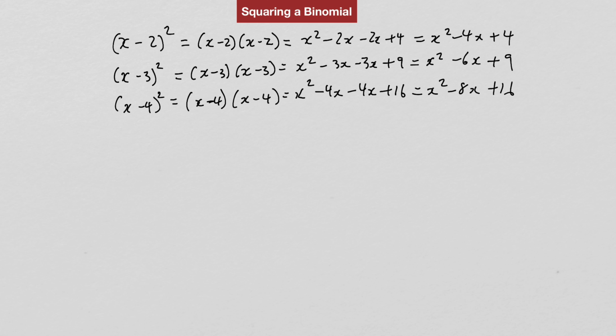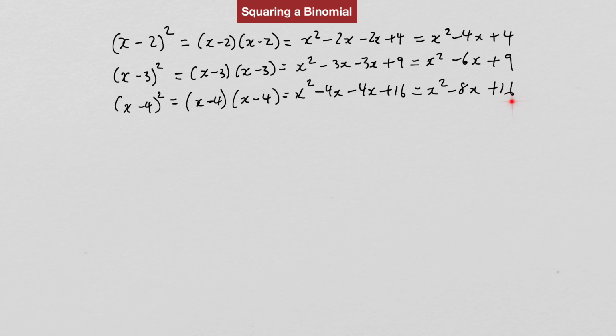Okay, so let's take a look at what's going on here. We started out with x minus 2, x minus 3, x minus 4. Look at the patterns of the first term. It's x squared, x squared, x squared. So we know that the first term is going to be the square of this first term. Okay, now let's take a look at the last term. It's the same thing as we had before. If we take the second term here and square it, negative 2 squared becomes 4, negative 3 squared becomes 9, negative 4 squared becomes 16.